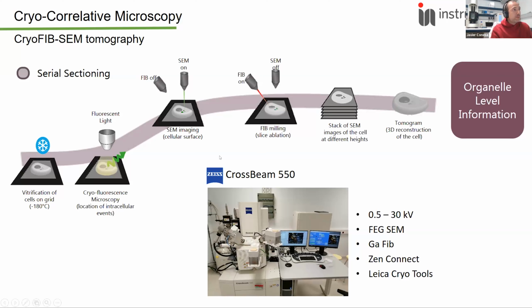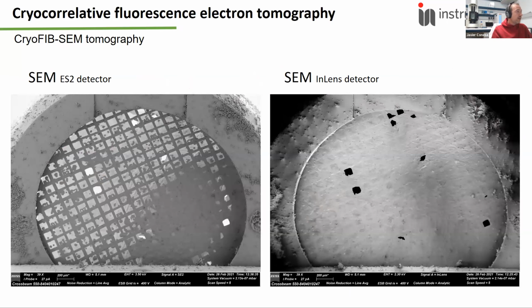And then we repeat the process. We image again with the SEM the new surface, and we repeat and repeat. And when we cover the whole volume of the cell, we finish with a stack of SEM images that we can align, reprocess, and finally render the 3-dimensional volume of the cell. And from there, we can study the distribution of the organelles. Here, two examples of how the grids look under the SEM imaging.